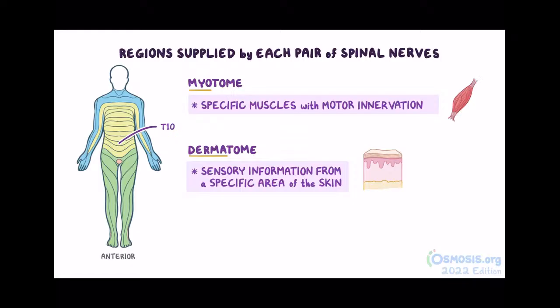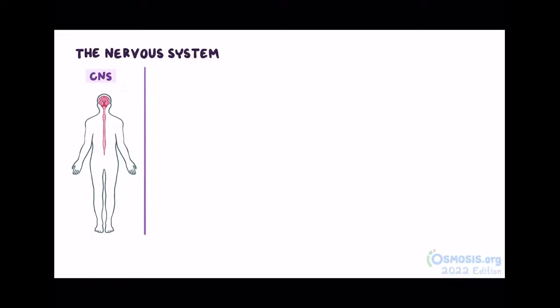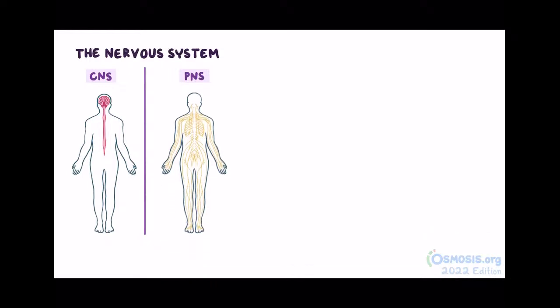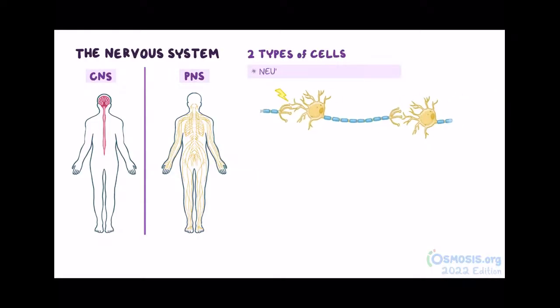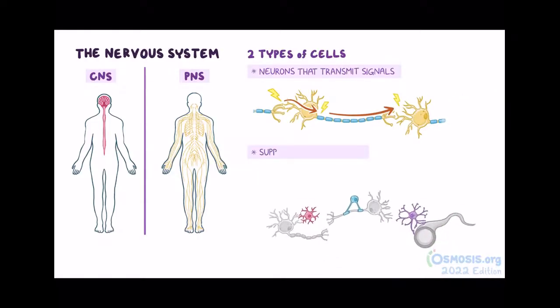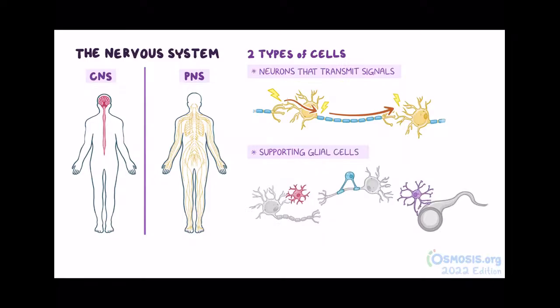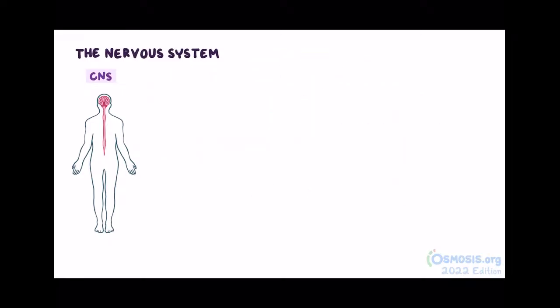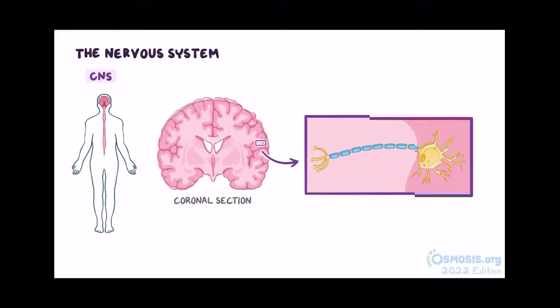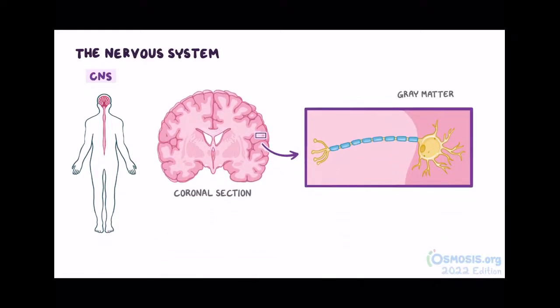All right, as a quick recap, the nervous system is divided into the central nervous system, consisting of the brain and spinal cord, and the peripheral nervous system, which comprises the rest of the nervous tissues. The nervous tissue has two types of cells: neurons that transmit signals, and supporting glial cells. In the central nervous system, groups of neuron cell bodies form nuclei that comprise the gray matter, while myelinated axons form tracts and comprise the white matter of the CNS.